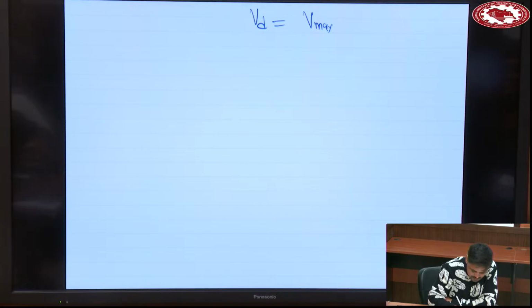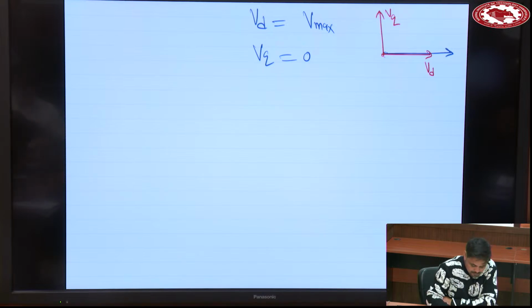Generally theta comes from a PLL, but in this simulation I have not used a PLL; I have directly taken the information on theta from the signal. So in our case, VD is going to be V max and VQ is going to be 0, because the space vector position is here, VD is this side and VQ is this side. So VD is the peak value of this voltage and VQ is 0.